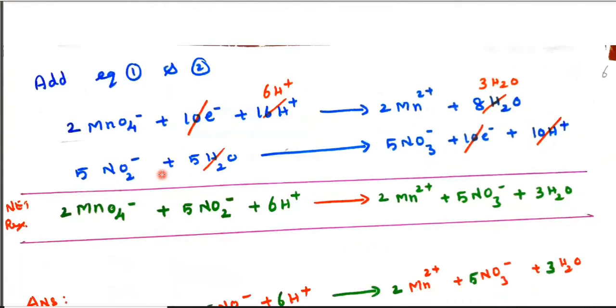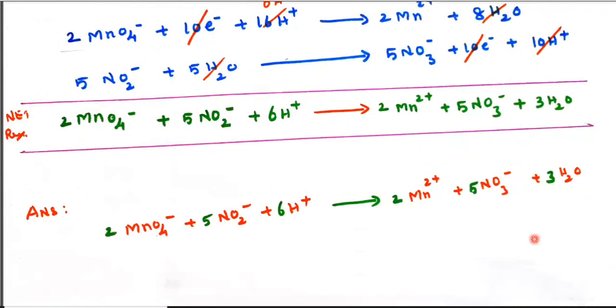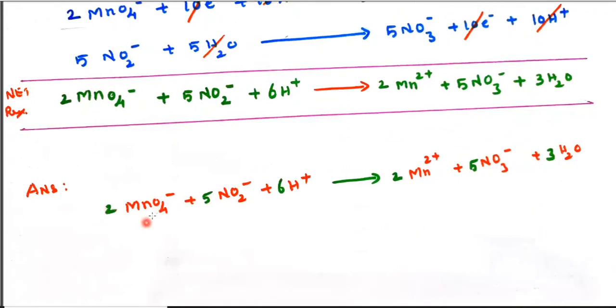So add up, writing top and bottom like that. That is 2 MnO4 minus plus 5 NO2 minus, then the cancelled terms, here 6H plus gives 2 Mn2 plus, then we should write 5 NO3 minus, next 3H2O. So this is the balanced net equation. The finalized answer is 2 MnO4 minus plus 5 NO2 minus plus 6H plus gives 2 Mn2 plus plus 5 NO3 minus plus 3H2O.